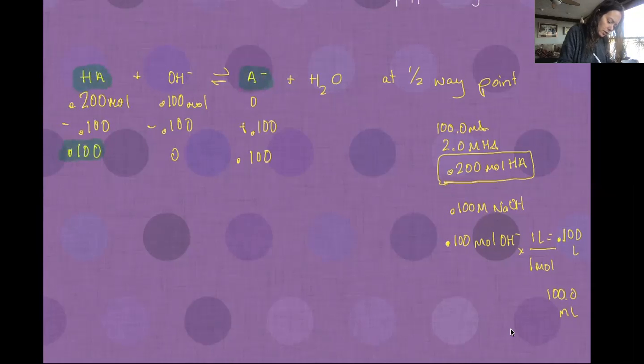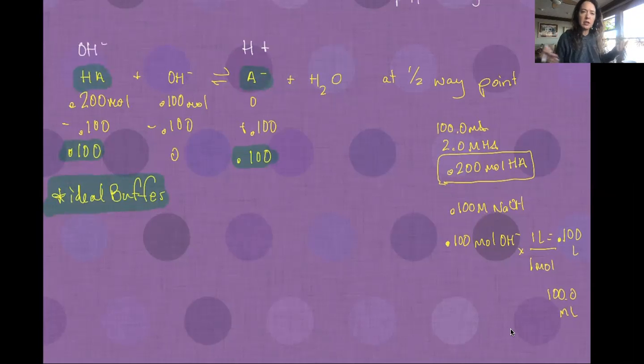They are in a perfect 1-to-1 ratio. This is an ideal buffer. It will resist the change in pH upon addition of an acid or a base. The acid, if added, would react with this. The base, if added, would react with this. Both are present. The acid has something to react with. It won't go in the solution. The base has something to react with.